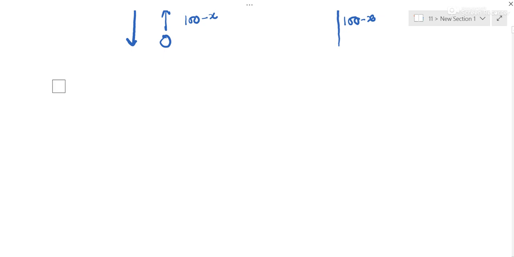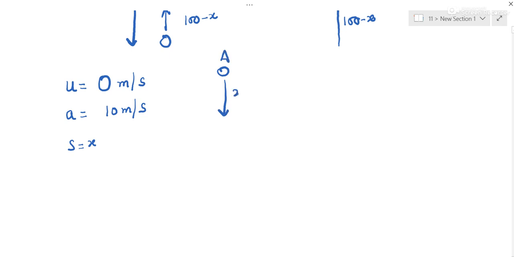First stone, which is coming down, u is 0. Okay? And acceleration is coming down, so it is positive. Where are they meeting? They are meeting at distance x. Stone A has covered distance x, and stone B covers distance 100 minus x.